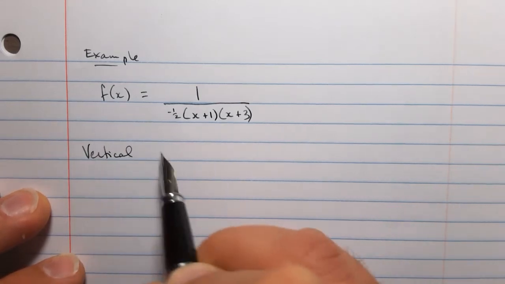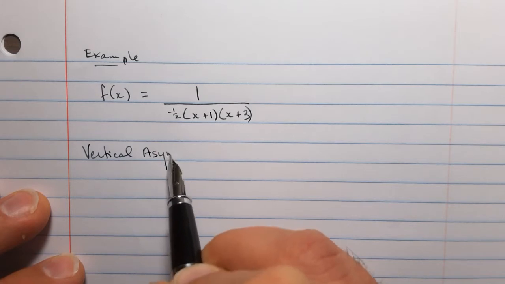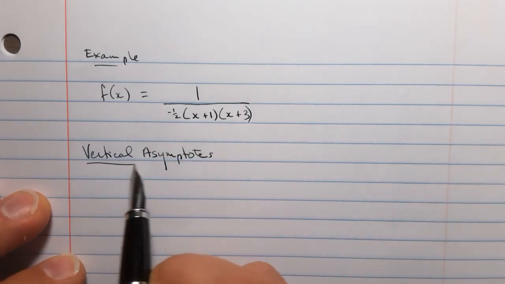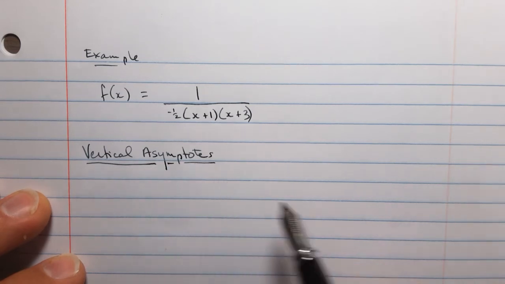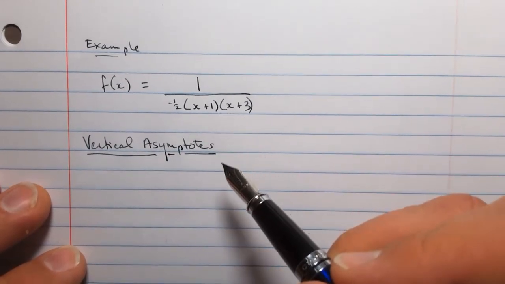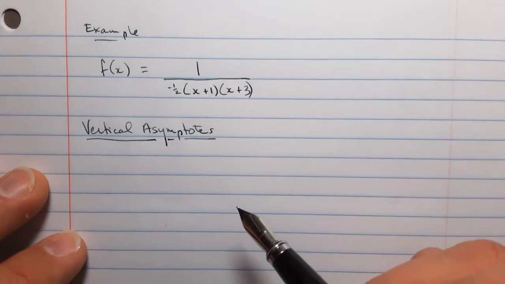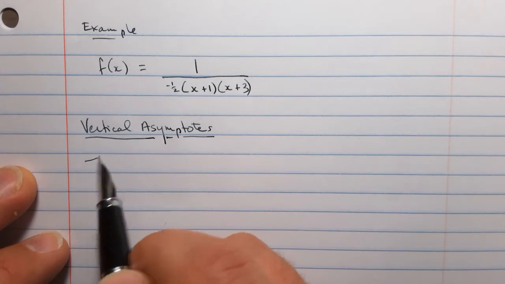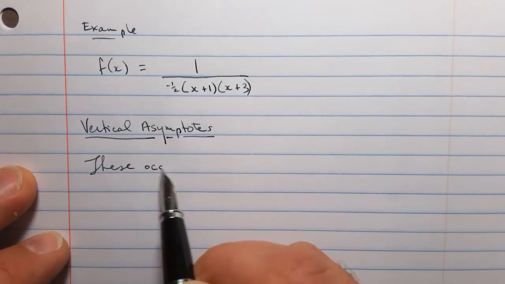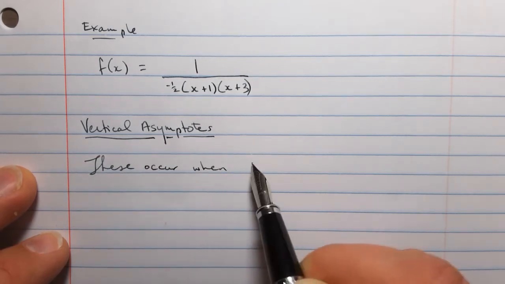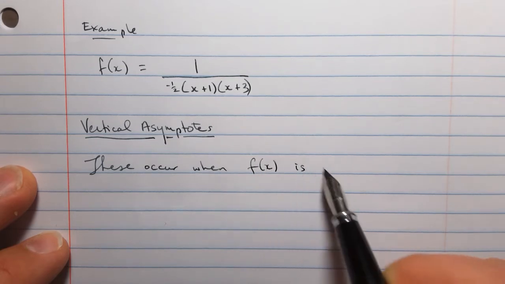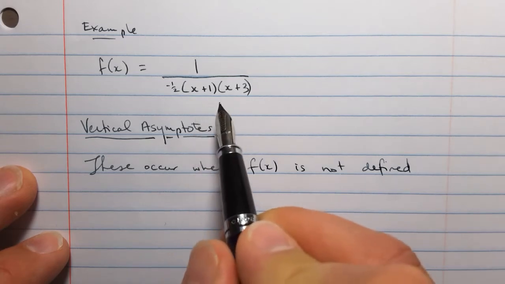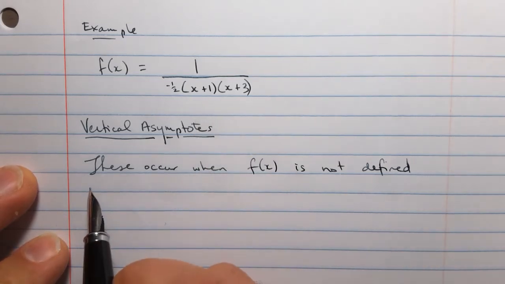First, we're going to find out what are the vertical asymptotes. I'm sorry, when I said zeros, I meant the zeros of the quadratic part. They're not zeros of the reciprocal function. They're going to become the vertical asymptotes of the reciprocal function. So first of all, these occur when f(x) is not defined. Now, it's not going to be defined because that's 0 on the bottom.